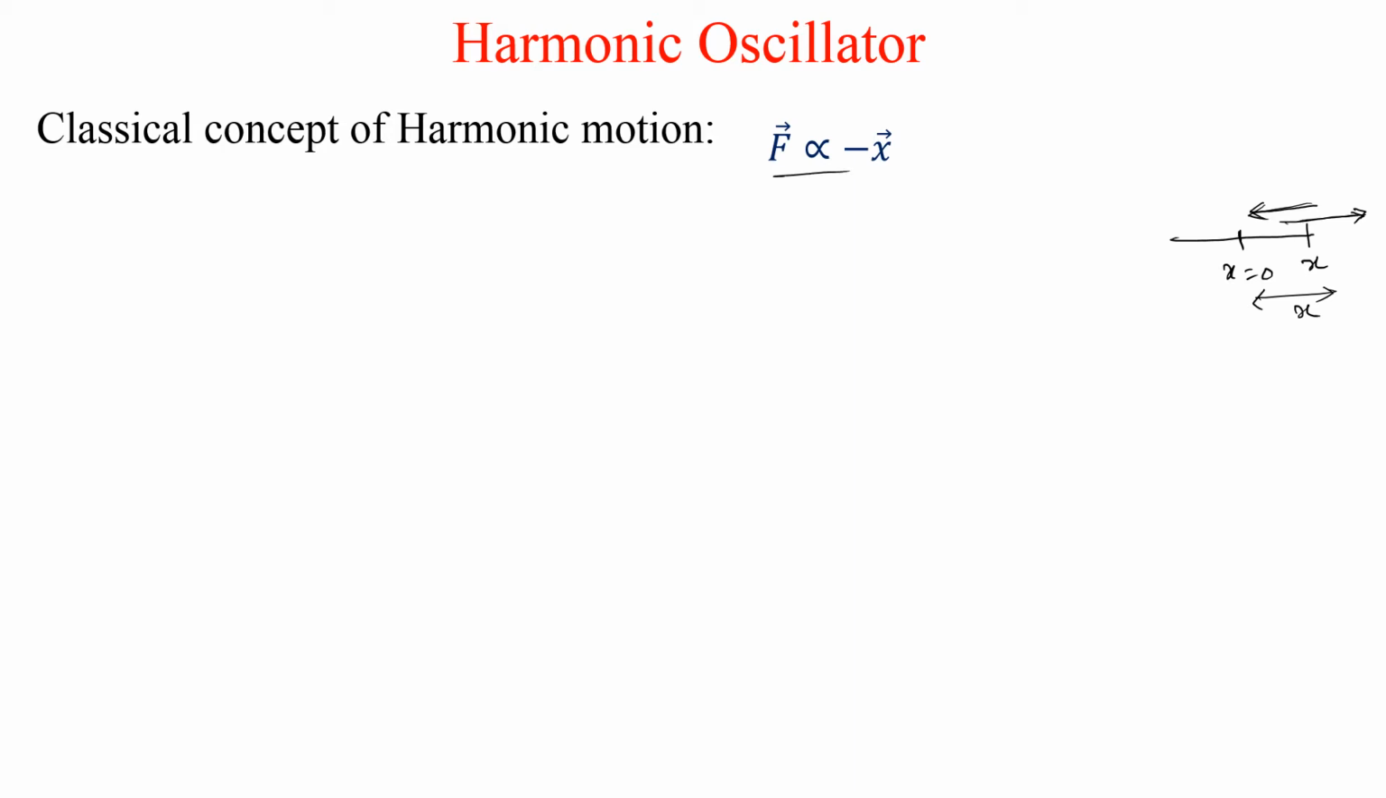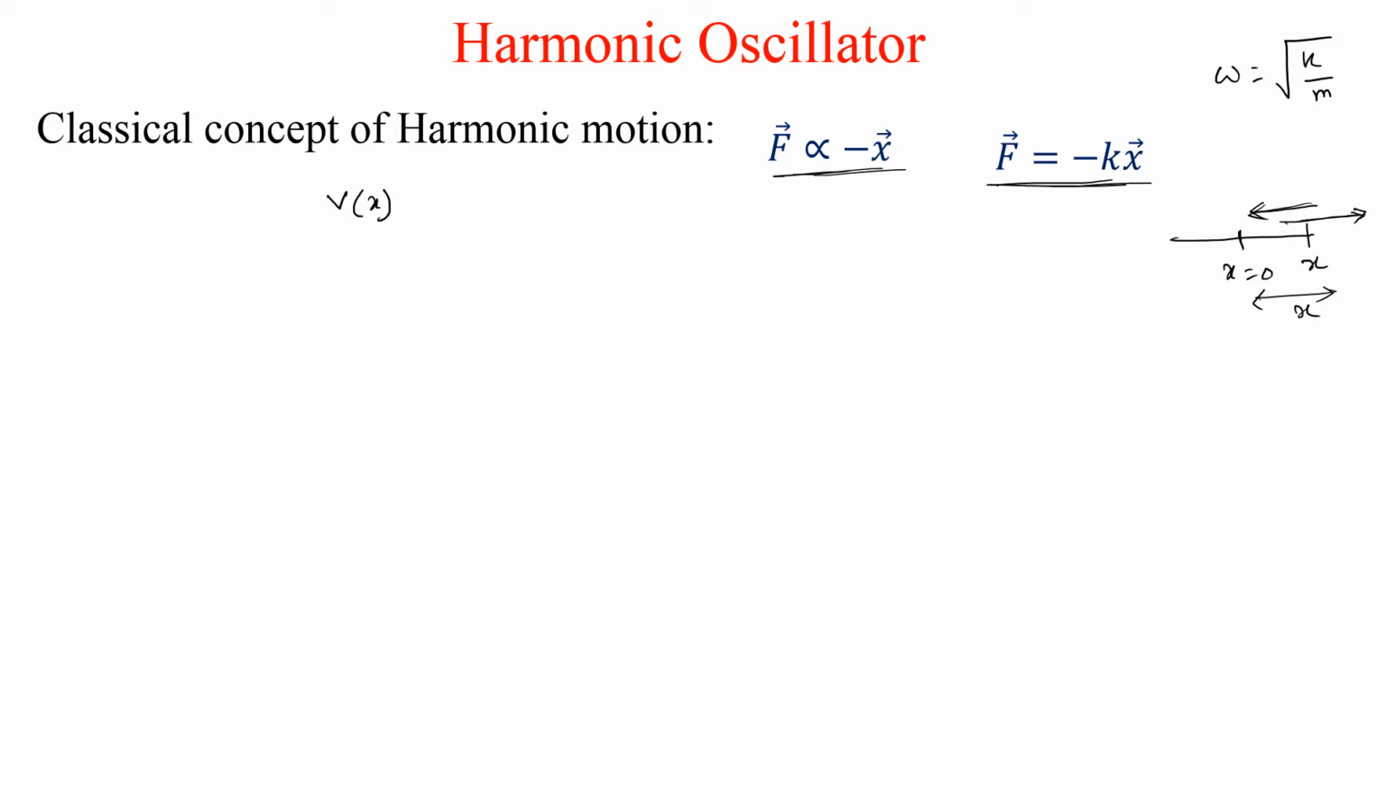That means F equals minus kx, where k is a positive constant. This indicates that the force experienced by the particle depends only on its displacement and is always opposite to the direction of the motion. Here k is the force constant, and the value of k can be found from the angular frequency. That means the angular frequency is written as the square root of k by m, where m is the mass of the particle.